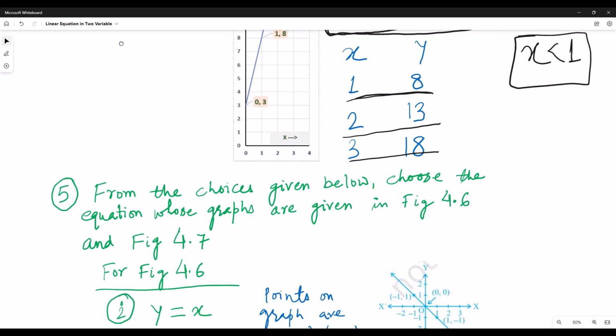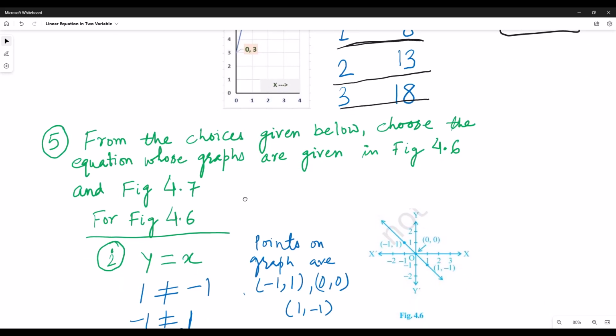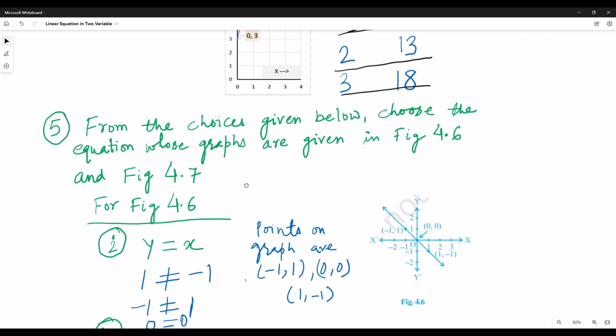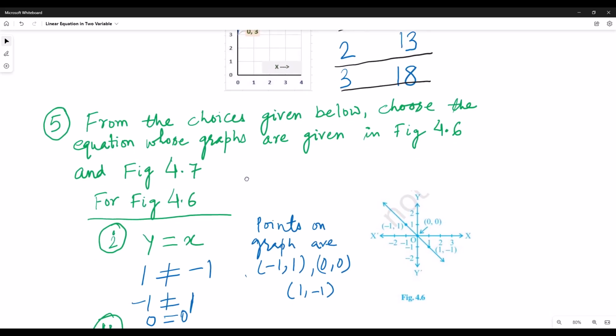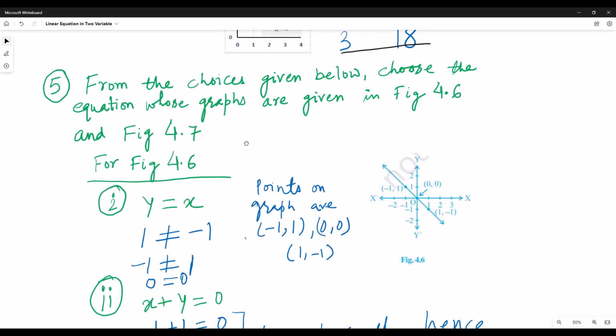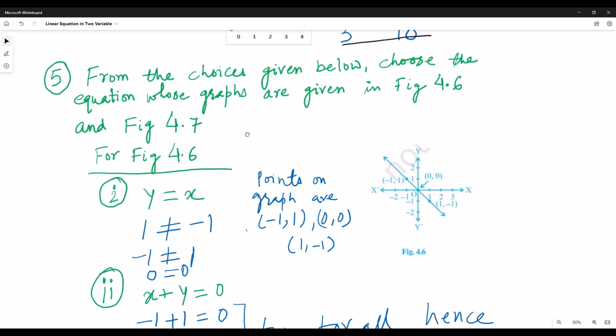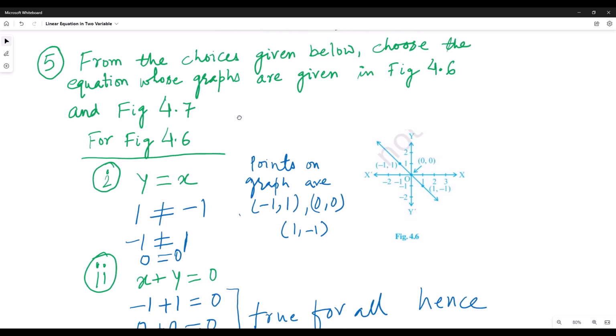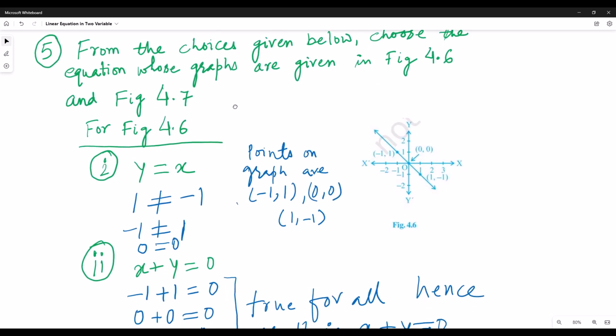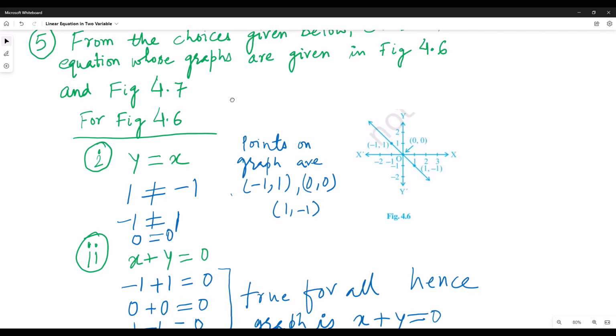From the choices given below, choose the equation whose graphs are given in figure 4.6 and figure 4.7. So this is the graph that is given to you, and you need to find out which equation is true for this graph. You have been given some choices, and based on those choices, you need to find out.